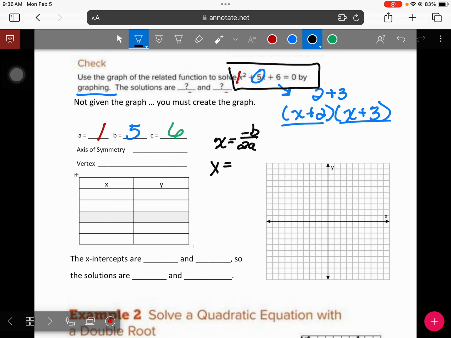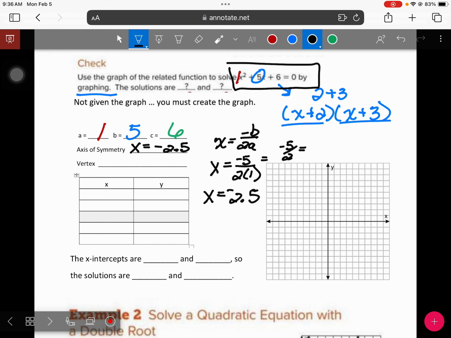Okay. So X is equal to, if B is 5, the opposite of that is going to be negative 5, all divided by 2 times my A value of 1. So X is negative 5 divided by 2. X is equal to negative 2.5. Ew. Yes, I told you it didn't have to be a whole number all the time. So my answer for axis of symmetry, negative 2.5, is that correct? Technically, no. You need X equals.